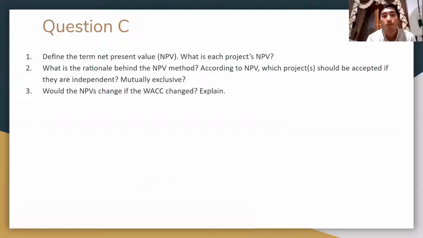For question C, there are 3 questions. The first one is define the term net present value. What is each project's NPV, and what is the rationale behind the NPV method? According to NPV, which project should be accepted if they are independent, and how about mutually exclusive? And the third question is, would the NPV change if the average cost of capital changes? Explain.